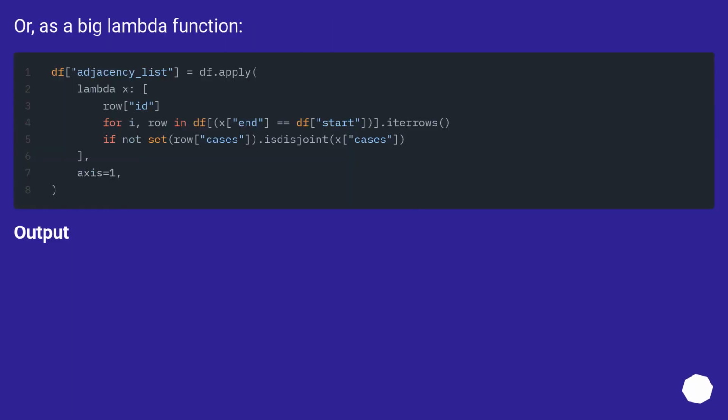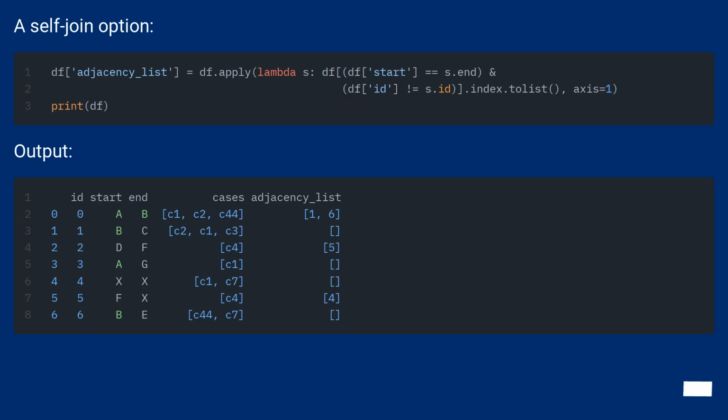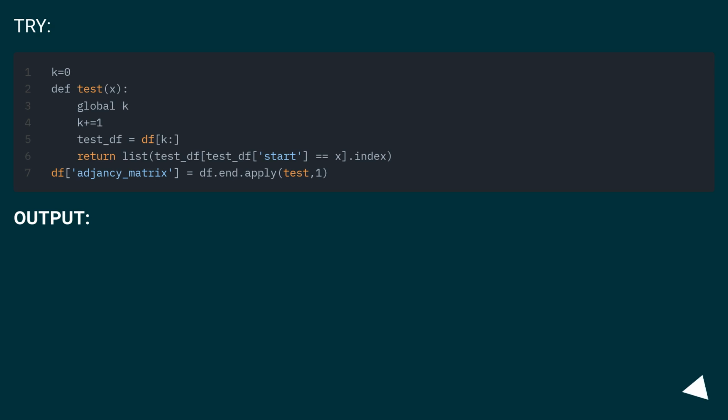Or, as a big lambda function. Output. Another option is a self-join. Output. Try. Output.